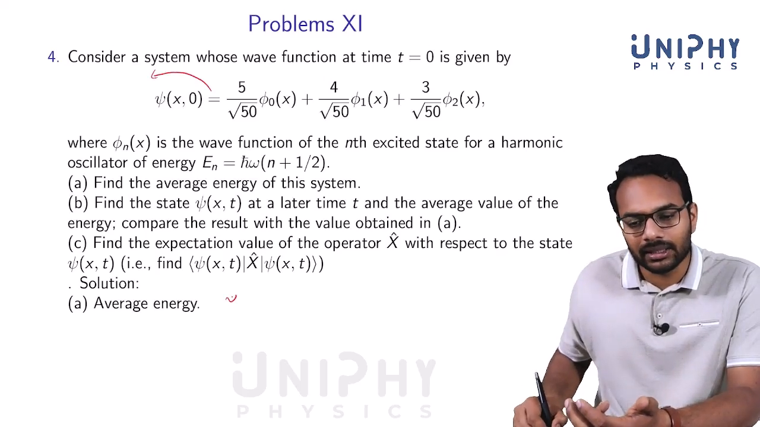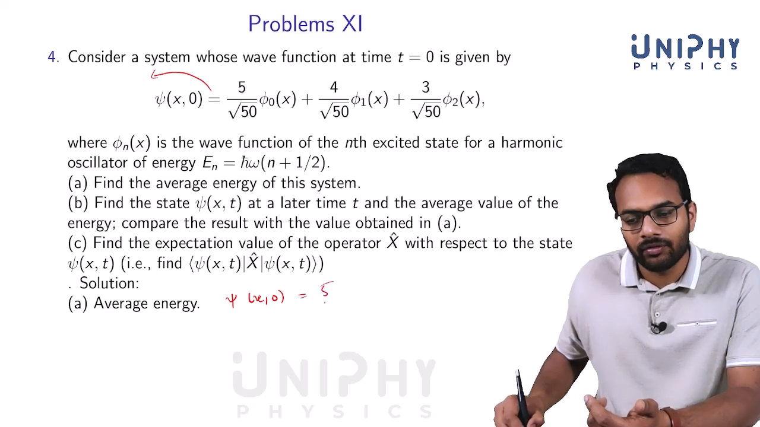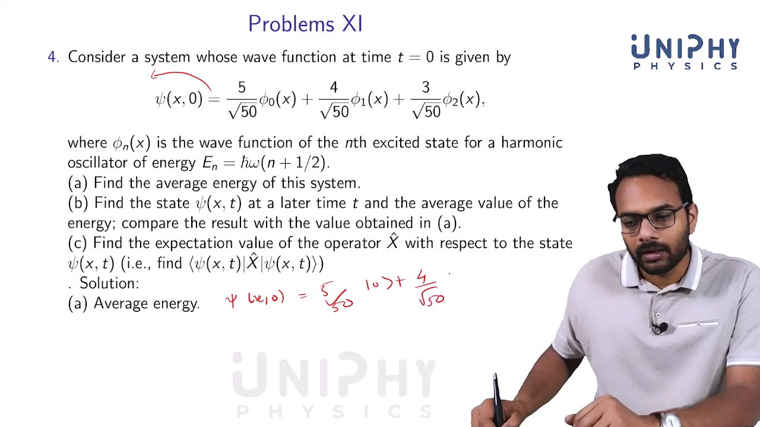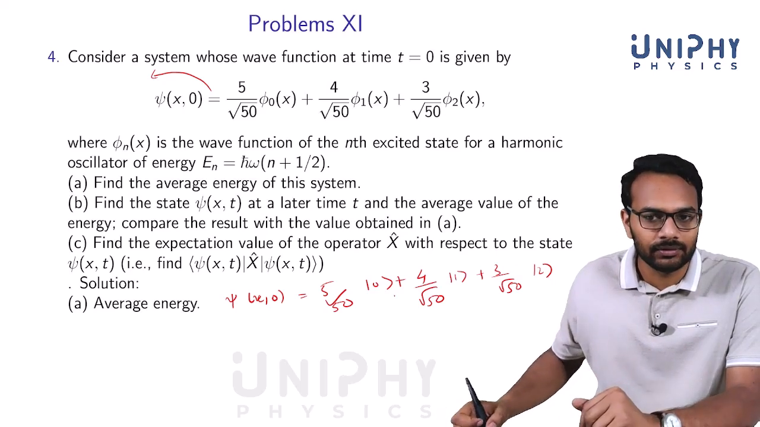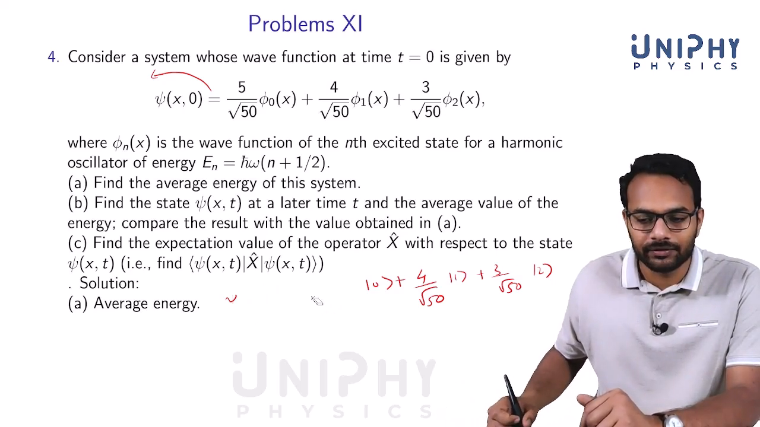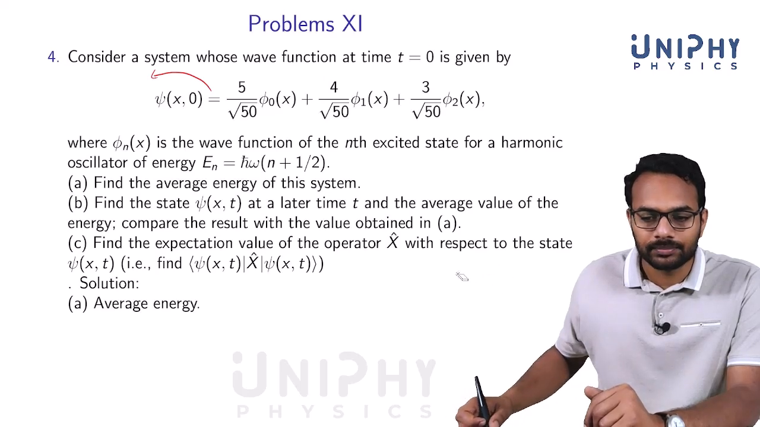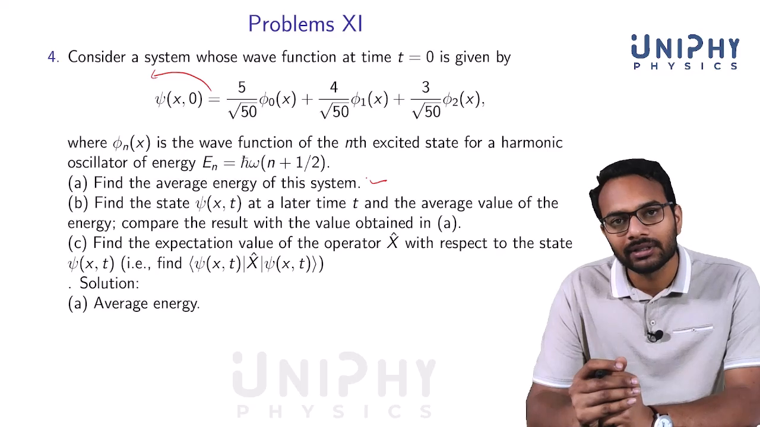You can write it in a more familiar form if you want. This means psi of x, 0 is 5 by square root of 50 phi 0 plus 4 by square root of 50 phi 1 plus 3 by square root of 50 phi 2. This is the state that's given, just written in a slightly different form. Now what are we to find? Find the average energy of the system.